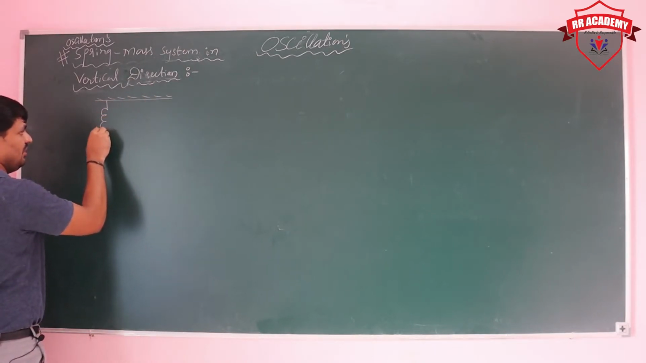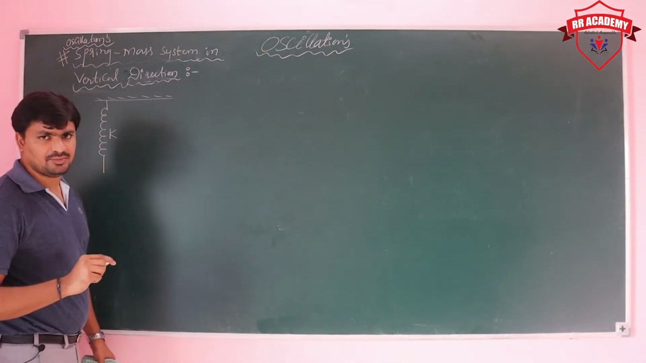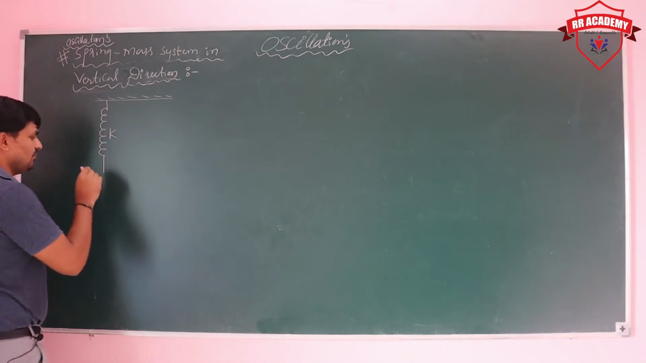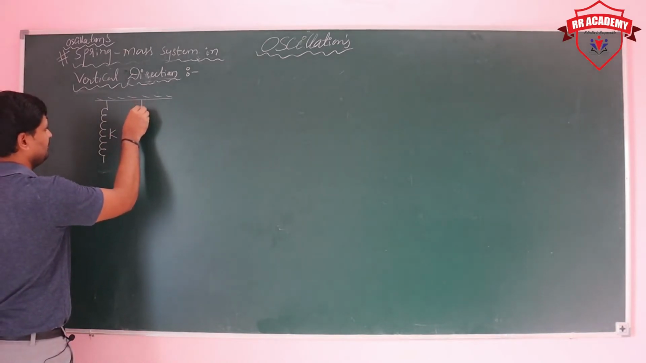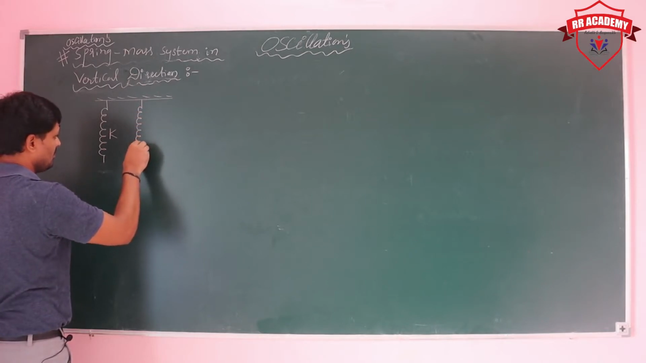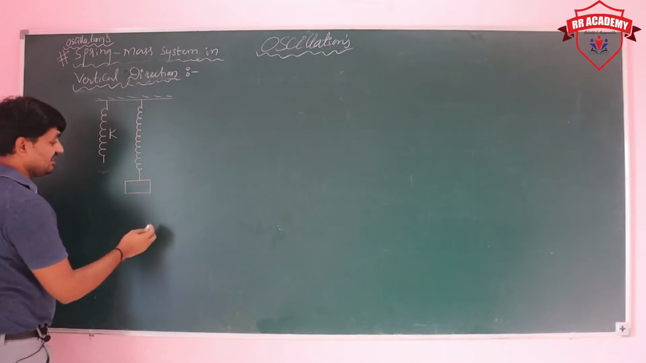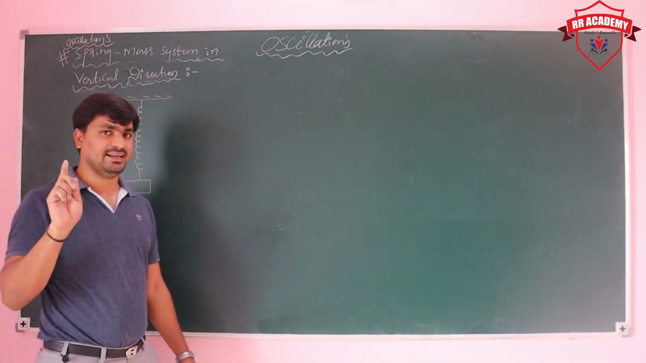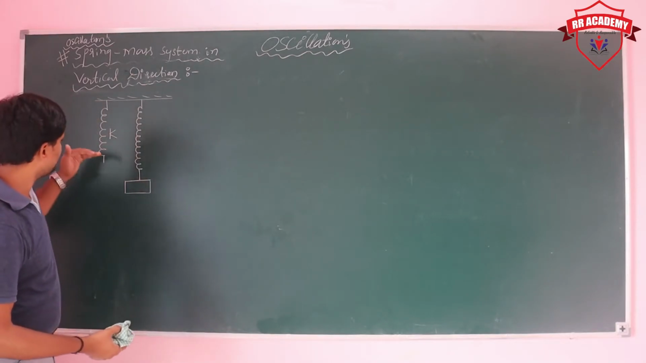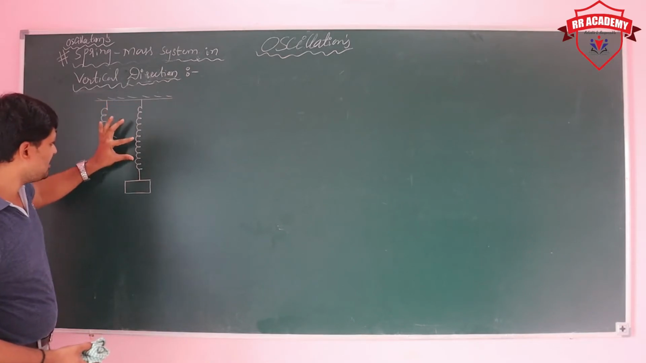This is actually just a spring with a spring constant K. Now what we are going to do is attach a mass. When we attach the mass, what happens to the spring? The spring can get extended due to its own weight. That is most important. This is only a general spring, and we are attaching the mass.